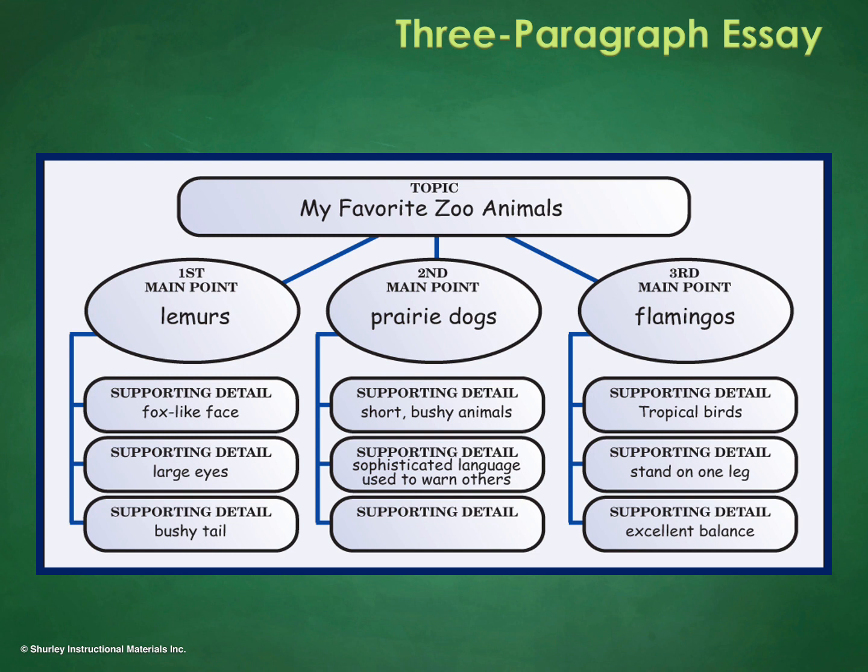Students will repeat the writing process every time they develop a piece of writing. Step 1 is always pre-writing. Notice how this student used the pre-writing map to generate and organize ideas for a 3-paragraph essay. The topic they selected is My Favorite Zoo Animals.